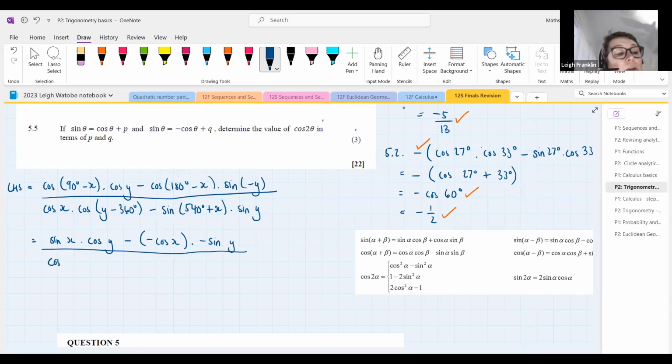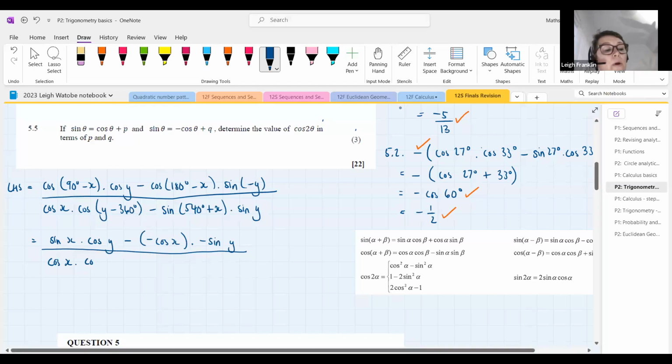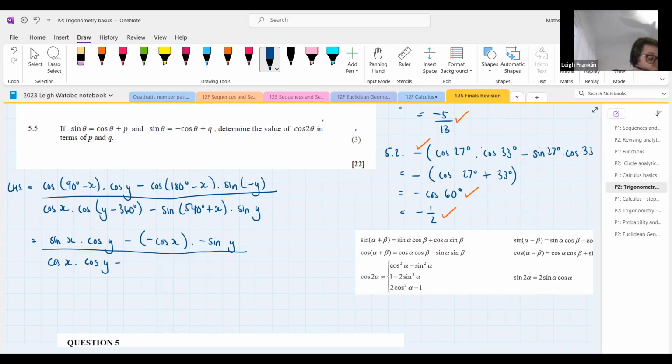So there's nothing we can do with cos x. What would happen to cos y minus 360? What would that give us? Good, Camujelo. That would give us cos y. We could add 360, or we could go and work on the Cartesian plane, but that's perfect. It would give us cos y minus, now sine 540 plus x. What would we do there?